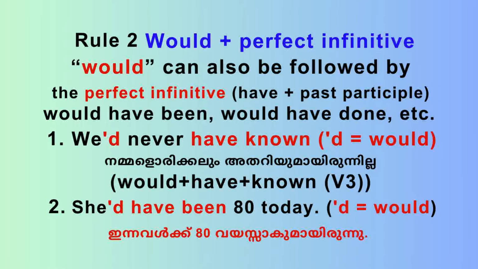Let's go to another example. She'd have been 80 today. Contraction 'd means would. Would plus have plus past participle form of the verb been.